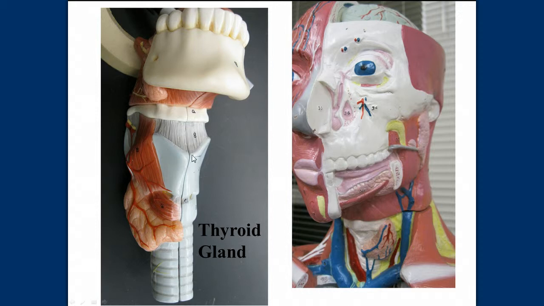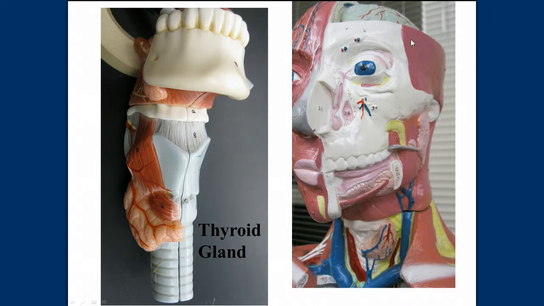Here's where the Adam's apple is, the voice box, the larynx. And if you move down here, you see one lobe of the thyroid. The thyroid has two lobes connected by an isthmus, and on this model you see the thyroid gland here.